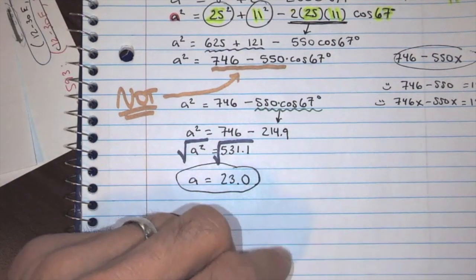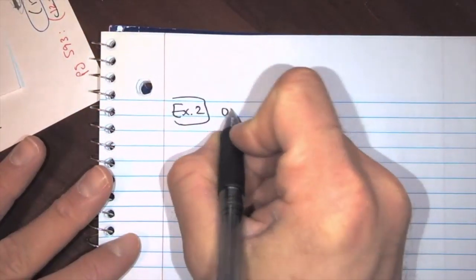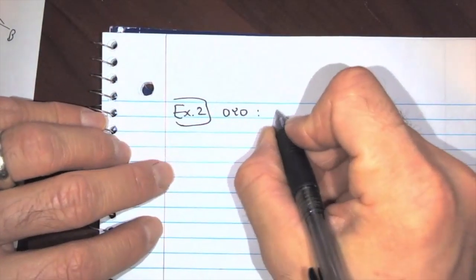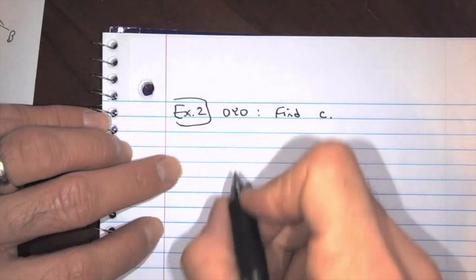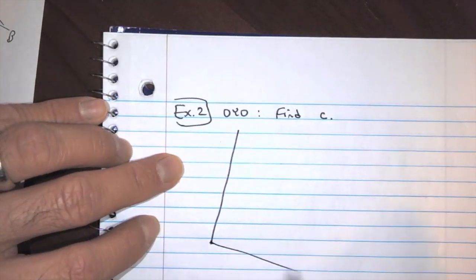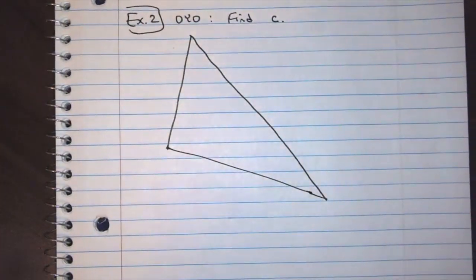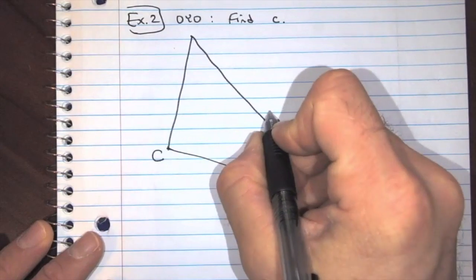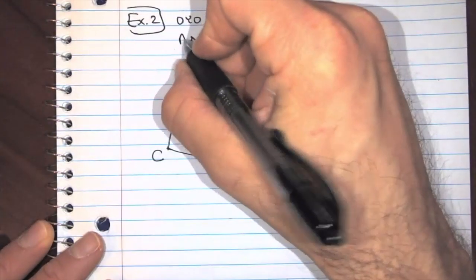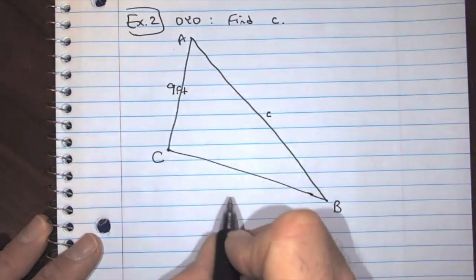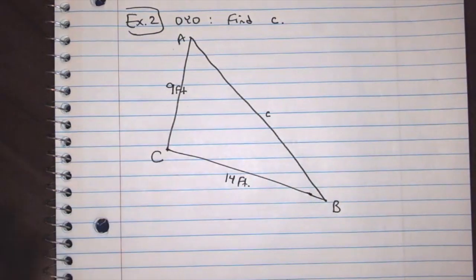Alright, time to try one on your own. I'm going to flip the page, tear that off. Alright, on your own, everybody. Example 2. Let's see, what problem do I want to throw at you? Okay, I'd like you to find little c. Let's put big C right here, little c is right there. Big B, big A. Alright, we're going to say this is 9 feet. And we're going to say this is 14 feet.